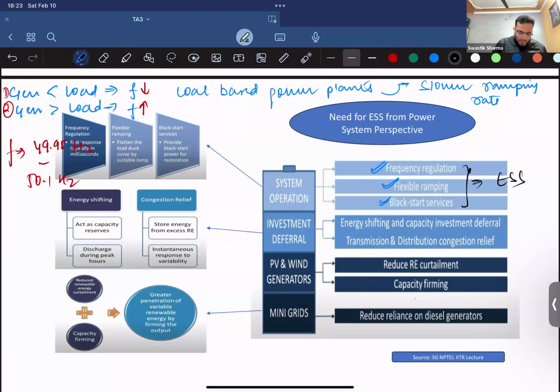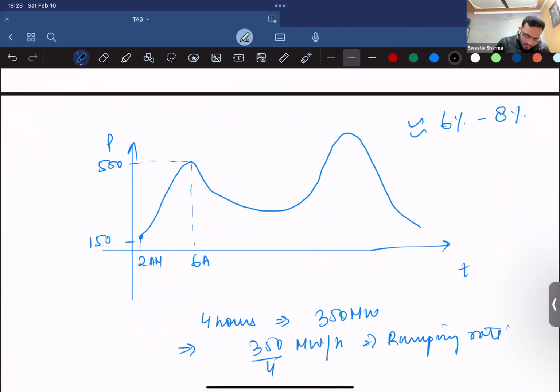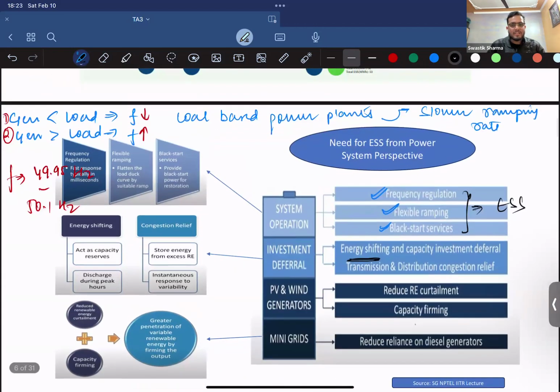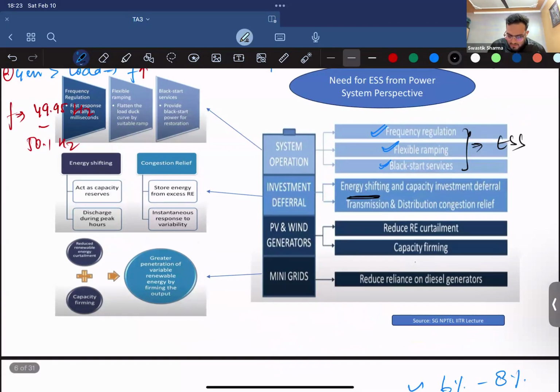So now investment deferral. What do I mean by investment deferral? So energy shifting and capacity investment. Energy shifting is nothing but, let's say this is your load, right? So let's say here your load is less, but you could generate more. So if you generate more here, you can save this power so that you are able to survive here when the peak is there. So you generate power at a lower level so that you are able to discharge it during peak hours. So energy shifting could easily be done from ESS.